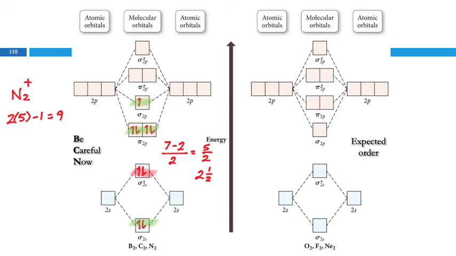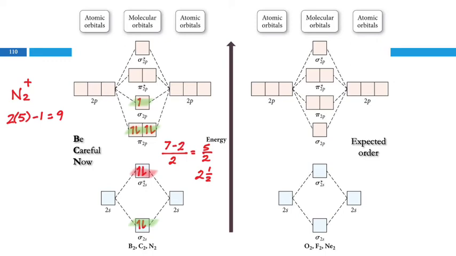Which bond is stronger? The N2. N2 plus has a weaker bond. Is this thing going to be diamagnetic or paramagnetic? I got those mixed up again.